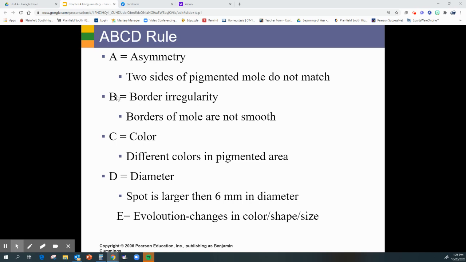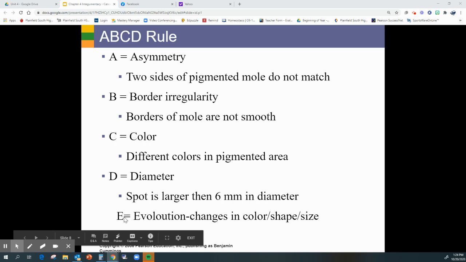Okay. Border irregularities. So we want to look at the borders of the mole and see if they're smooth, raised, if they've got a regular pattern to them. Okay. Color is another one that we look for. So is there different colors or pigments throughout the mole or lesion on the skin? And then diameter. So anything larger than 6 millimeters in diameter, we would start to either try to keep an eye on it or look to see whether we've got some issues there.